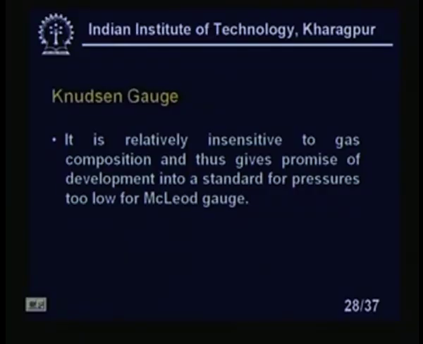Another advantage, which is not there in other gauges like the Pirani and the ionization gauge, is that it is relatively insensitive to gas composition, and thus gives promise for development into a standard for pressures too low for the McLeod gauge. As I discussed, even though we use the McLeod gauge as a pressure standard, since pressures can be expressed in the dimensions of the gauge, it is not suitable for pressures below 1 torr. In that situation this Knudsen gauge can be used as a pressure standard.